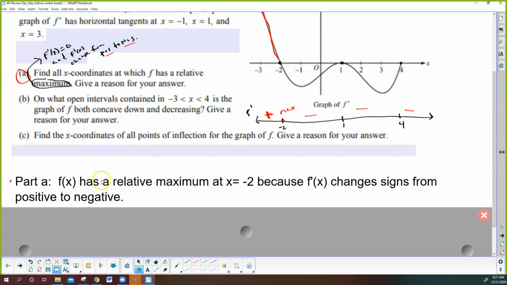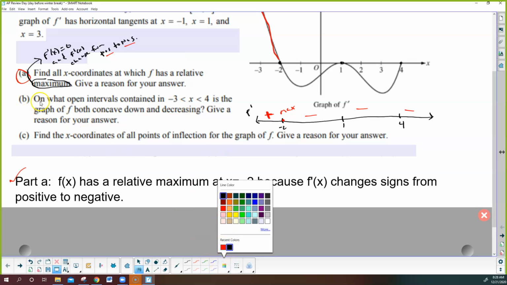So technically, this is all I need to write for part A. I don't need to show anything else. F has a, and notice I'm relating back to the original function, f has a relative maximum at x equals -2 because f prime changes sign from positive to negative. That's all you need to write, and you're done. Okay? Now, part B is a little bit harder.